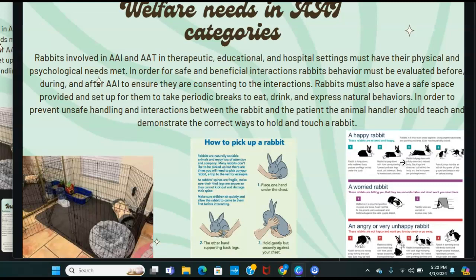And then next to that, I listed the simple categories of rabbit behavior. We have happy rabbit behavior, worried rabbit behavior, and angry and unhappy rabbit behavior. These are only a few. Rabbits have so many behaviors, but these are the most common ones. So if a handler is observing these things, that would be when it would be like, okay, this is great, they're happy, or I need to remove the rabbit, put it in a playpen, bring out a different one during the intervention.